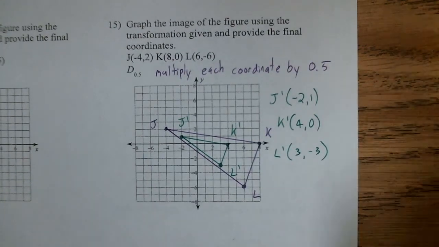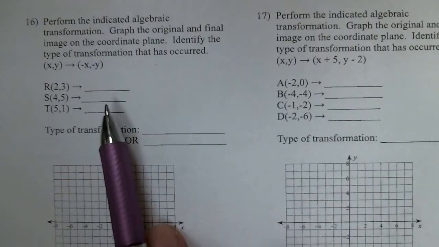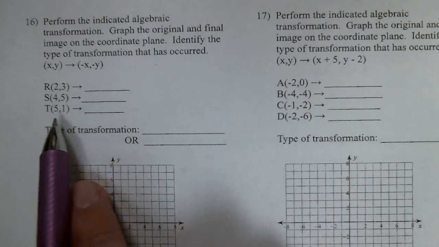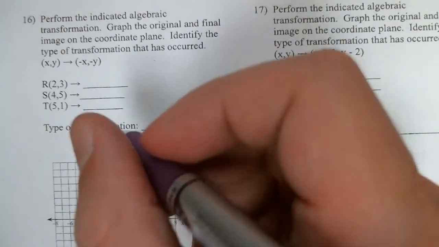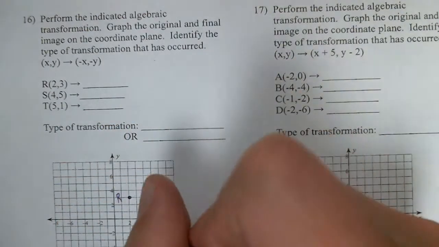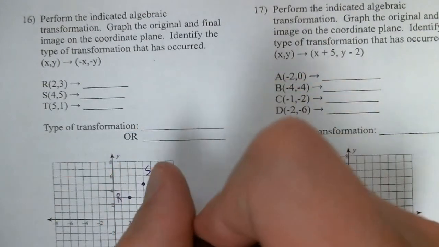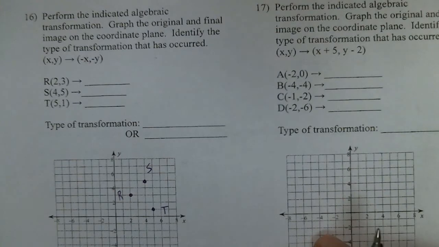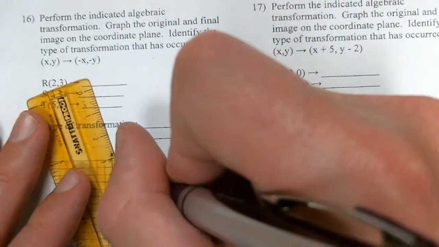And the last two here says perform the indicated algebraic transformation, graph the original and final image on the coordinate plane, identify the type of transformation that has occurred. So let's go ahead and graph these points first. Right 2 up 3 for R, right 4 up 5 for S, and right 5 up 1 for T. Take a few seconds and check. Right 2 up 3, yep. Right 4 up 5, yep. Right 5 up 1, yes.